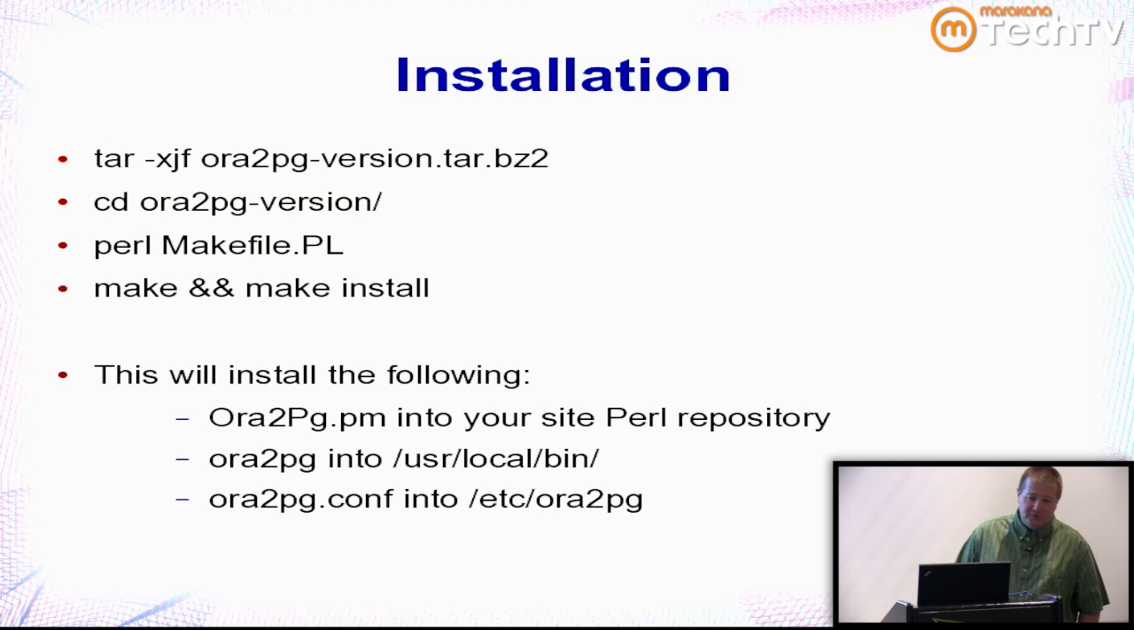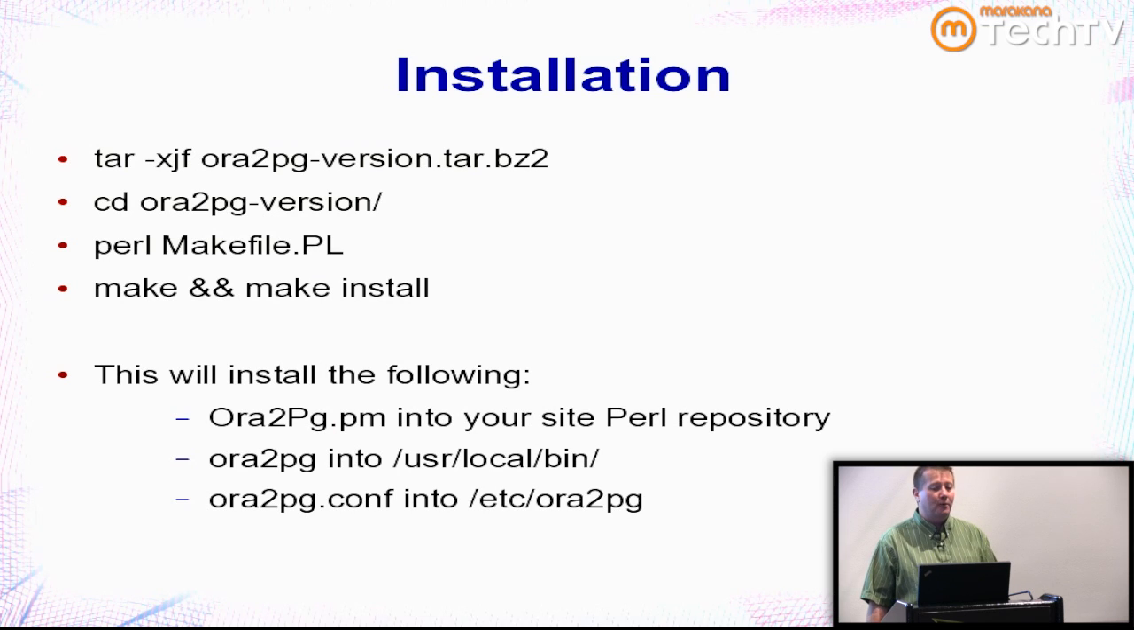So likewise, once you do the install, it's actually going to give you an ora2pg Perl module in your Perl site repository. In user local bin, it's going to give you an ora2pg binary, and it creates an etc directory. In the directory where you uncompress your tarball, it puts an ora2pg config file in there. The ora2pg config file can live anywhere because you specify it on the command line when you execute the tool.